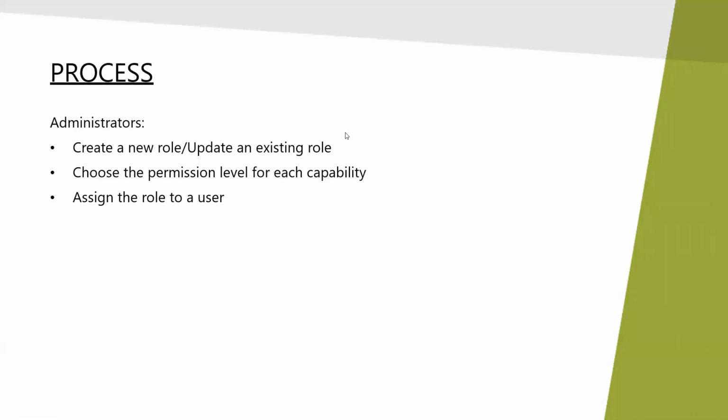For this session, we're entirely focusing from the admin's perspective on the system. We're going to look at the existing roles in the system. We're going to look at how to create a new role or how to update an existing role, or why you might want to do one versus the other. So we'll talk a little bit about best practices. We're going to talk about what it looks like to choose permission levels for capabilities and the impact that can have on your site. And then we're going to assign a role to a user at a site-wide level.